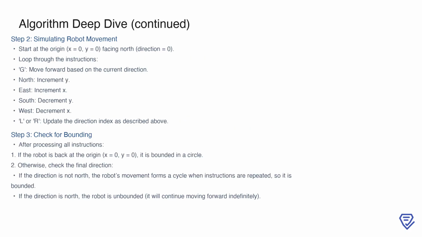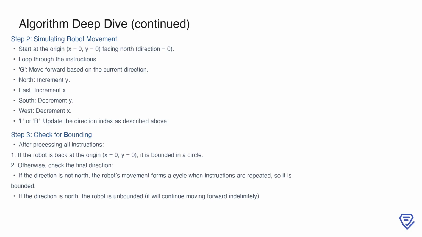To simulate the robot's movement, we start at the origin, with coordinates x equals 0, y equals 0, and initialize the direction index to 0, meaning the robot is facing north. As we iterate through the sequence of instructions, the robot responds to each command accordingly. For G, the robot moves one step forward in its current direction. This means incrementing y for north, incrementing x for east, decrementing y for south, or decrementing x for west. For L and R, the direction index is updated based on modular arithmetic as we discussed earlier.